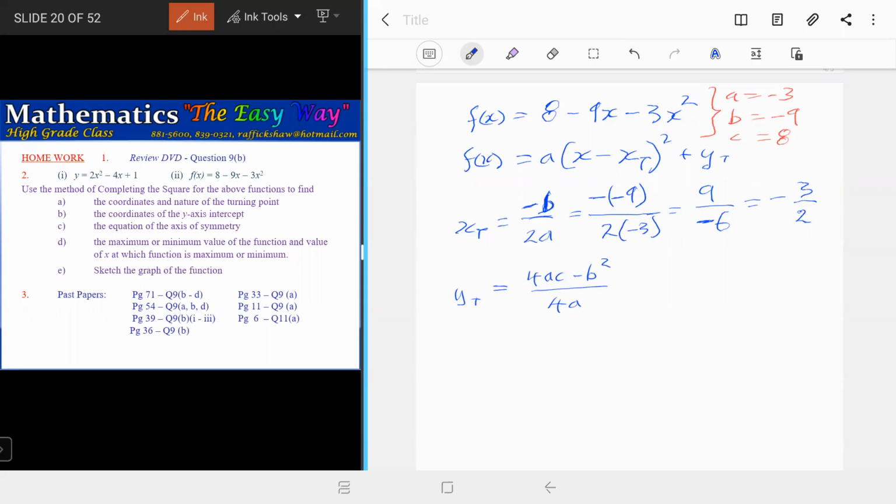This method. All right, let's put in the values carefully now. 4 times the a value. The a value is negative 3, times the c value. C value is 8. Minus, that's this minus, and you're squaring the b, and the b is negative 9. You're squaring negative 9. And you're dividing that by 4 times the a value. So it's 4 times negative 3. Sir, forgot the square above the 9, sir. Beautiful. Somebody's paying attention.